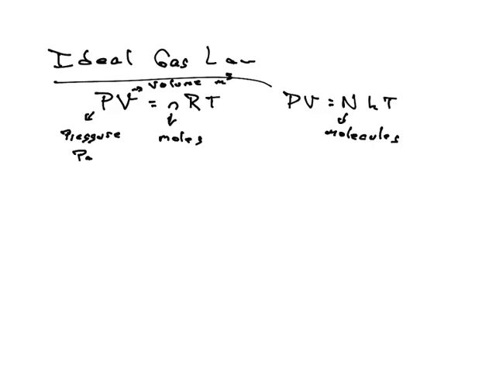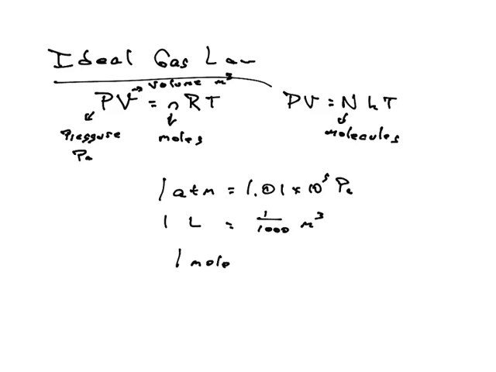Things to note. 1 atmosphere of pressure is 1.01 times 10 to the 5th pascals. 1 liter in volume is 1 over 1,000 cubic meters. And to convert moles to molecules, 1 mole of a gas is Avogadro's number of molecules, which is 6.022 times 10 to the 23rd molecules.